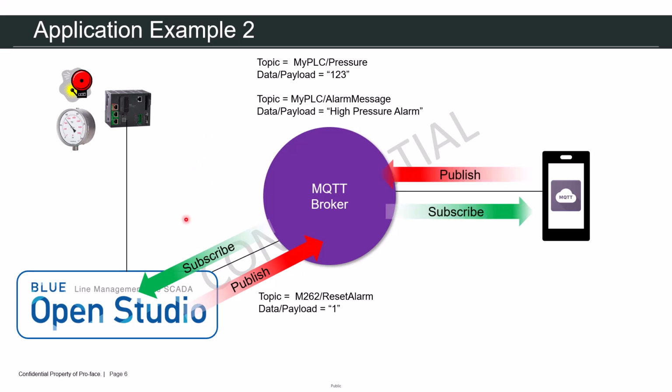Now we have a case where the PLC, instead of using MQTT to talk to the broker, we're using Blue Open Studio, which has the light SCADA package to connect to the PLC. So Blue Open Studio is gathering the data from the PLC, and then it's taking care of all the publishing and subscribing that it needs to make the things available to, say, this third-party device or this mobile device to access that data on the broker.